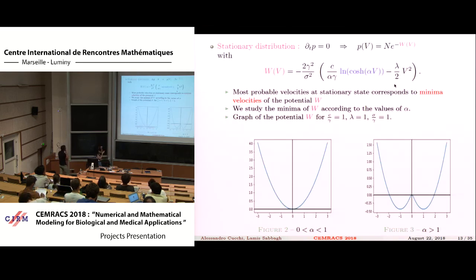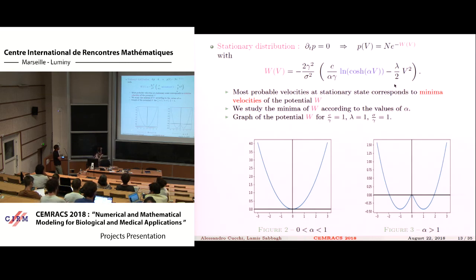at the stationary distribution state, P satisfies the following formula, with N a normalization parameter, and the potential W can be calculated explicitly, and it equals the following quantity. We can notice that the most probable velocity V corresponds to a minimum of the potential W. So we are interested in finding the minima of the potential W, and we study the number of minima of the potential W according to the sensitivity parameter of the cell to produce protrusions in the direction of the velocity.